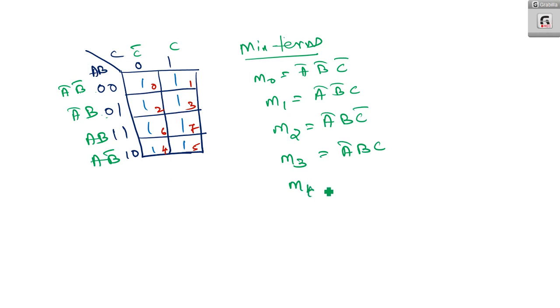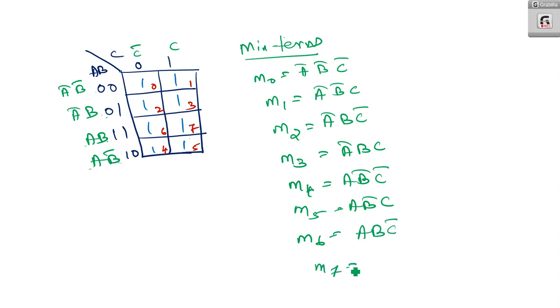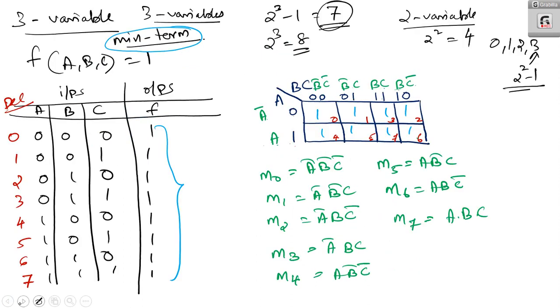Small m4 is A B bar C bar. M5 is A, B bar, C. M6 is A, B, C bar. And M7 is A, B, C. So these are the corresponding minterms of each element. So that is the derivation of minterms from a three variable K-map.